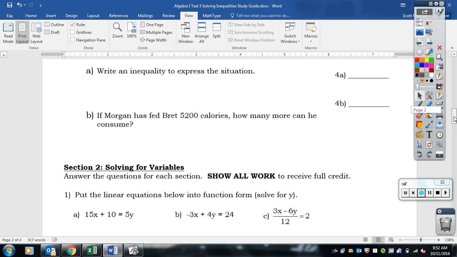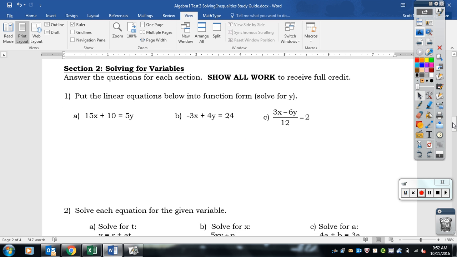Part 2 of this has to do with solving for variables. Answer the question for each section, and show all work to receive full credit. Again, show all work. Number 1: put the linear equation below into function form, which is solve for y. I'll give you some tips as we're solving these.